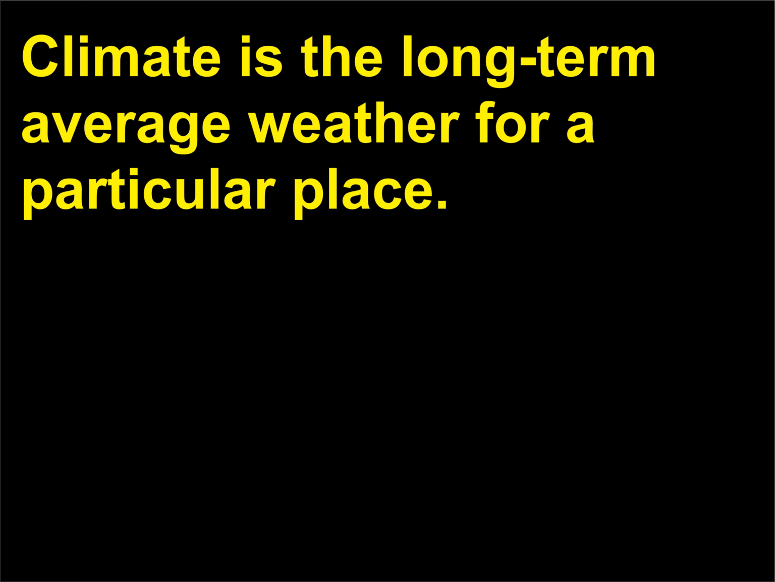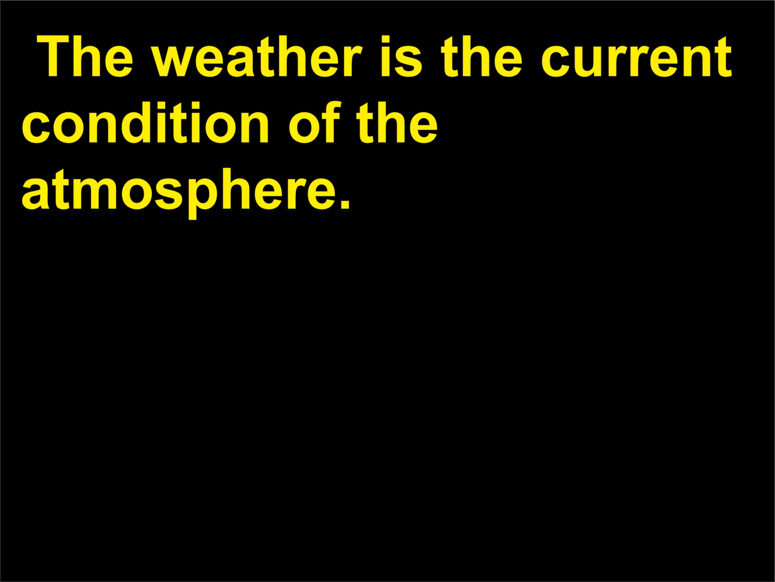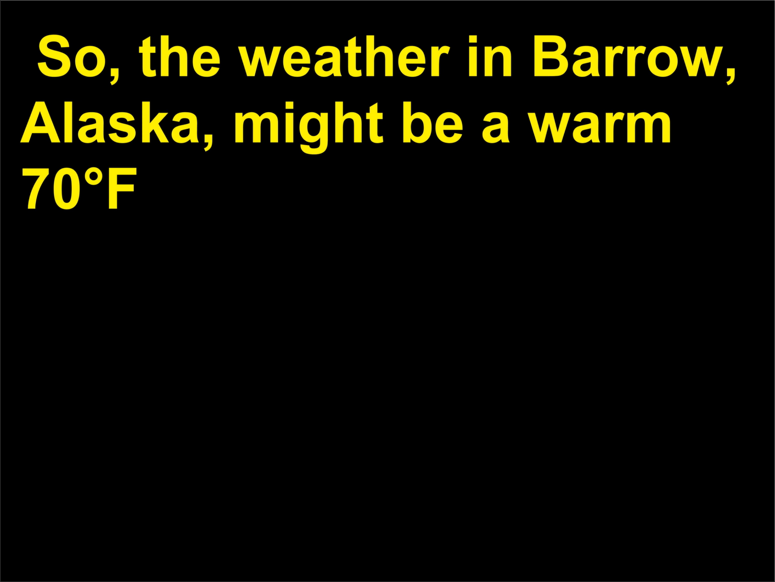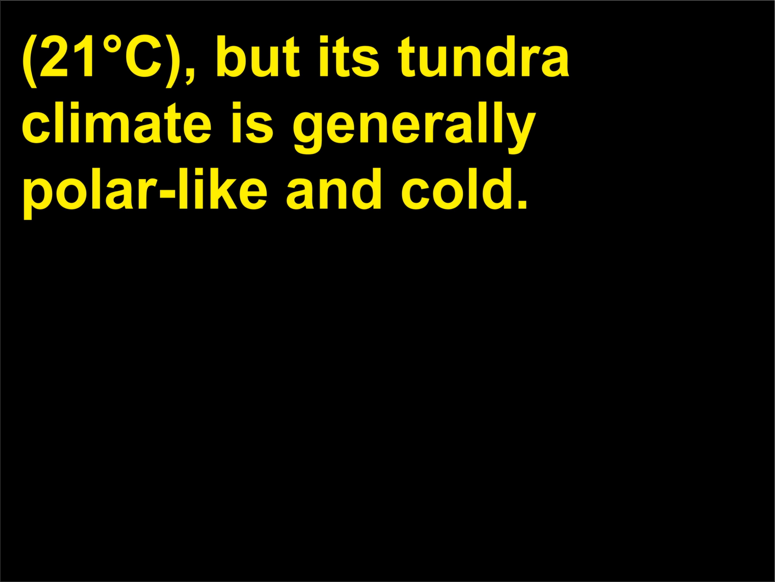Climate is the long-term average weather for a particular place. The weather is the current condition of the atmosphere. So, the weather in Barrow, Alaska, might be a warm 70 degrees Fahrenheit, 21 degrees Celsius, but its tundra climate is generally polar-like and cold.